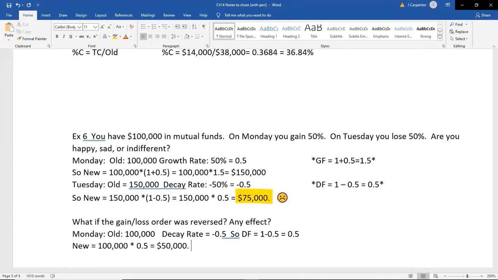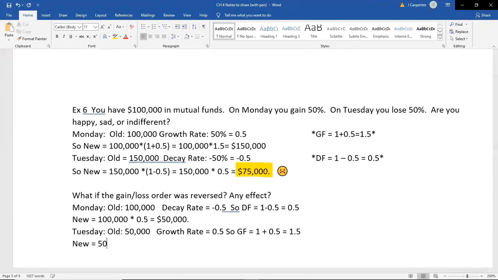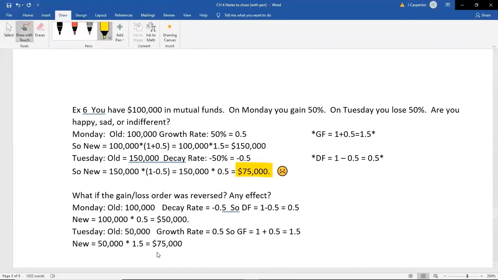So you freak out and you pull your 50 grand, you might not be too happy because check this out, on the next day, your old amount is now your 50 grand, but we gain 50%. So our growth rate is 0.5 as a decimal. So the growth factor would be the 1 plus the 0.5, which is 1.5. So our new amount is 50 grand times 1.5. 1.5 of 50 grand is 75 grand. So at the end of Tuesday, we have 75 grand.